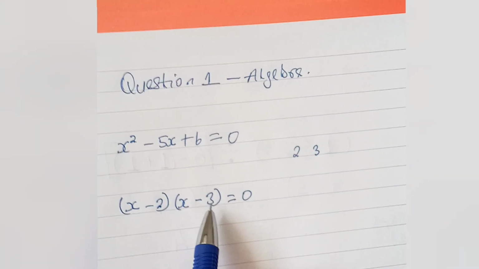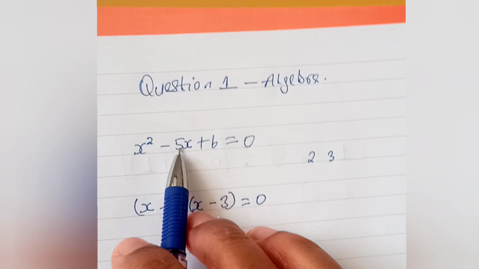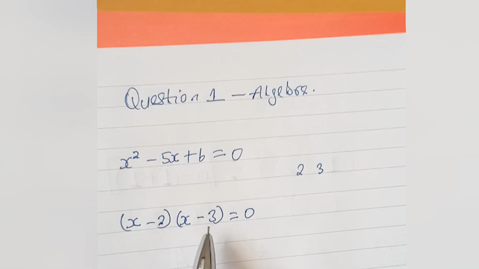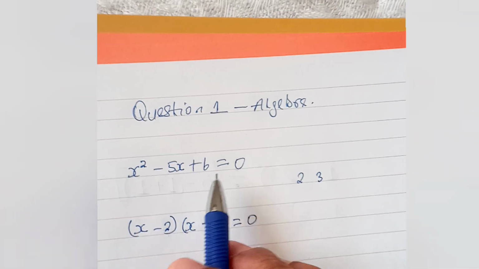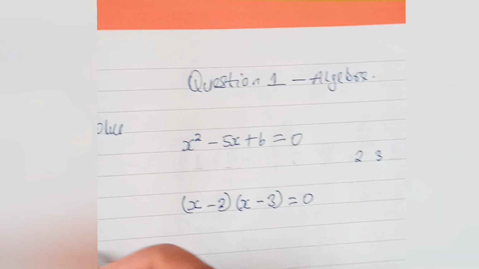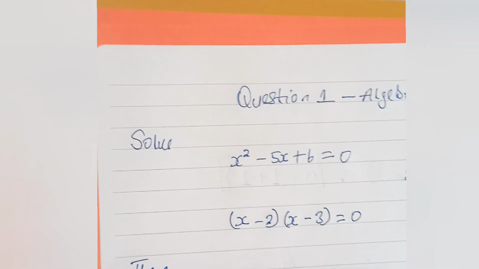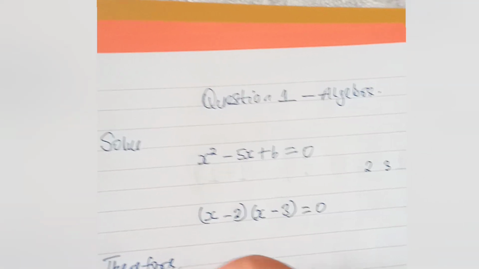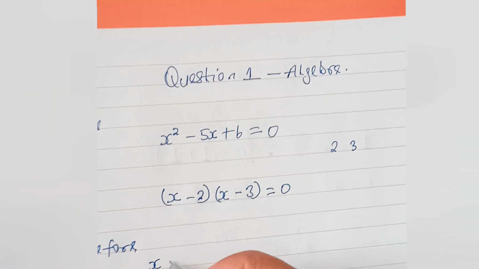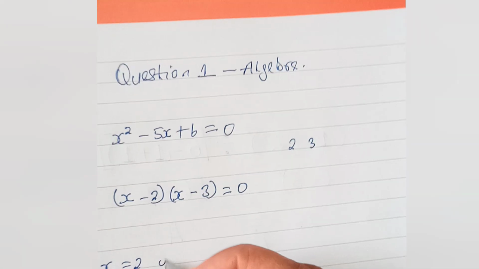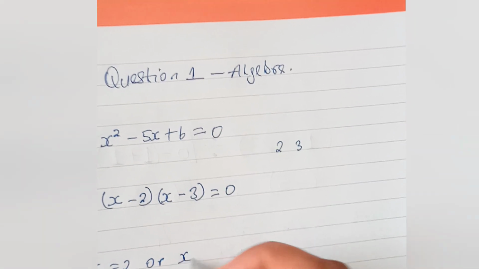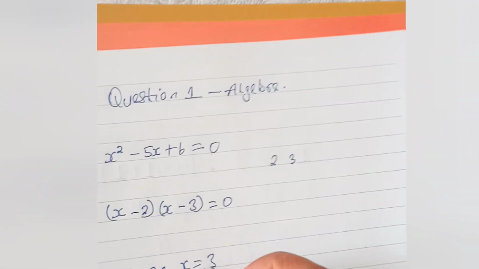2 plus 3 will give you 5. 2 times 3 will give you 6. So, therefore, s is equal to 2 or s is equal to 3.